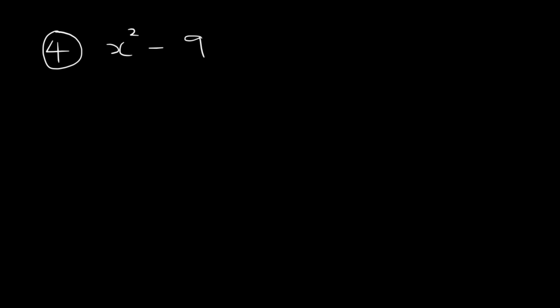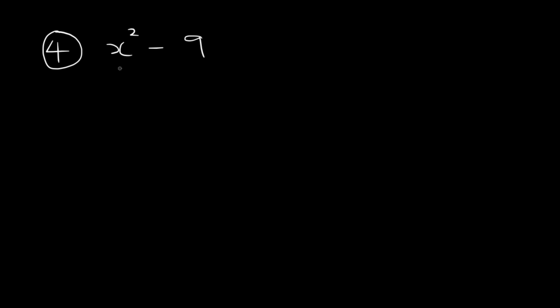Question number 4, x squared minus 9. Now, if you look at this problem, the term with x has been removed, leaving the x squared term and the constant term. So this kind of problem where we usually adopt difference of two squares. So let's see how it goes.